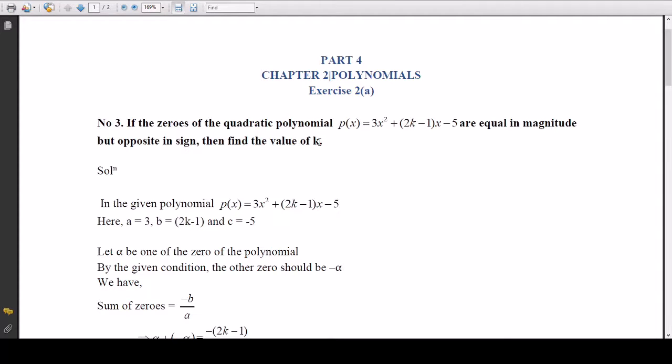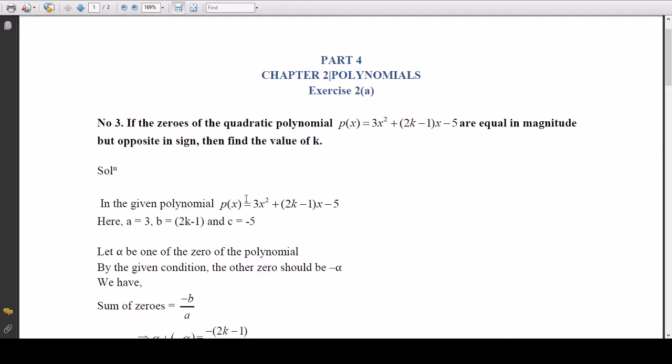Okay, now the thing you have to understand here is that the zeros of this polynomial are equal in magnitude but opposite in sign. What does that mean? It means it has the same value but just opposite in sign. Since we do not know the zeros of this polynomial, let us take alpha as one of the zeros. Then by the given condition, the other zero should be minus alpha. Clear? Okay, now let's go with the solution.